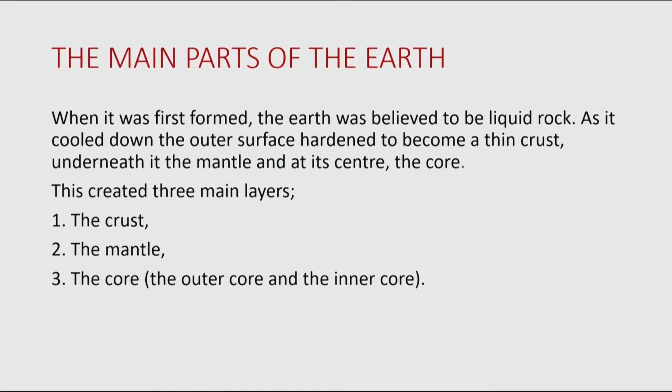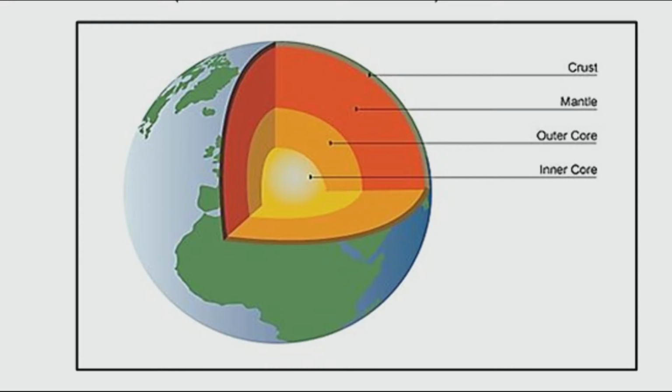So, let's say in an assessment or an exam, you meet a question on the parts of the earth, and the question is, identify the 3 main parts of the earth. Simply put, the crust, the mantle, and the core. These are the 3 main parts of the earth. However, if you are asked to identify the 4 parts of the earth, that is when you are going to label them as the crust, the mantle, the outer core, and the inner core. So, we've looked at the main parts of the earth.